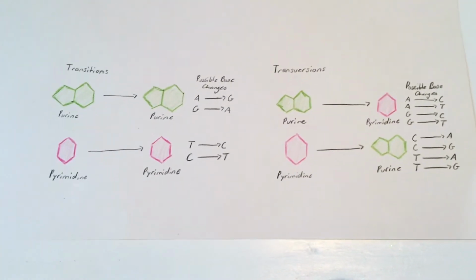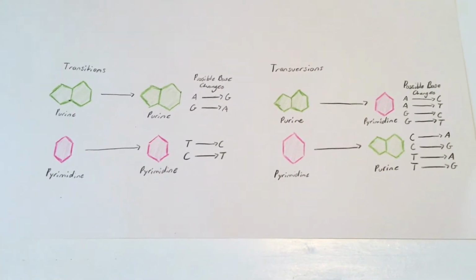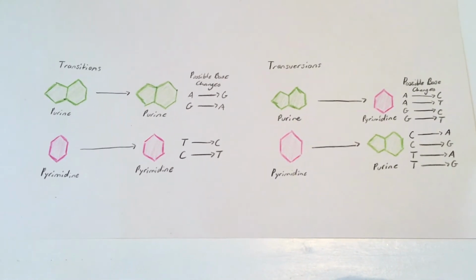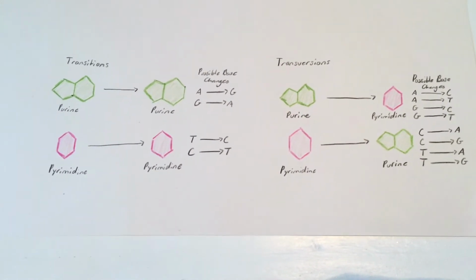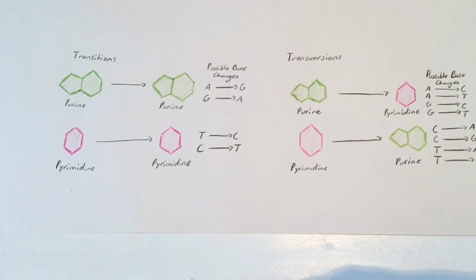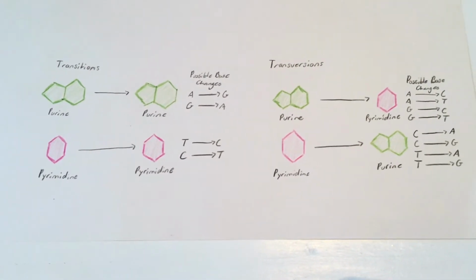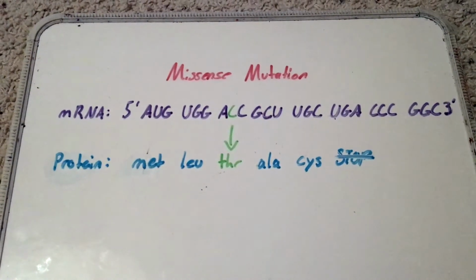So, a change between an A and a G would be a transition because they are both purines, but a change from an A to a C or a T would be a transversion because C and T are pyrimidines. There are several different types of point mutations.